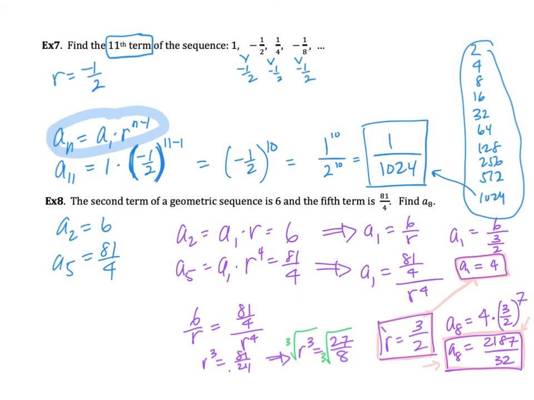But here's my system of equations, right? a sub 2 equals the first term times r, which is 6. So I solved for a sub 1 to get 6 divided by r. Solved for a sub 1 here to get 81/4 divided by r to the 4th. Then I set those equal to each other, so 6/r equals 81/4 divided by r to the 4th. And then I isolated r cubed by cross multiplying and dividing it out to get r cubed equal to 27/8. Take the cube root of both sides to get 3/2, and then the rest I have there.